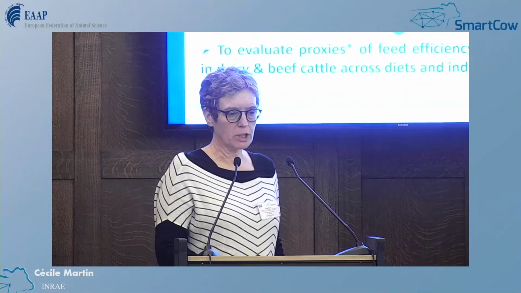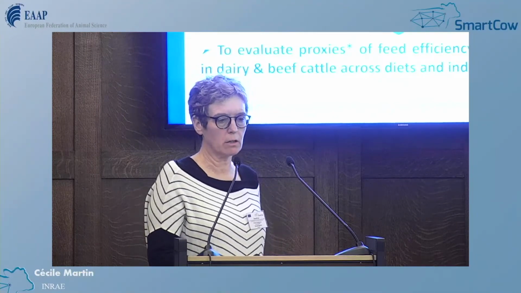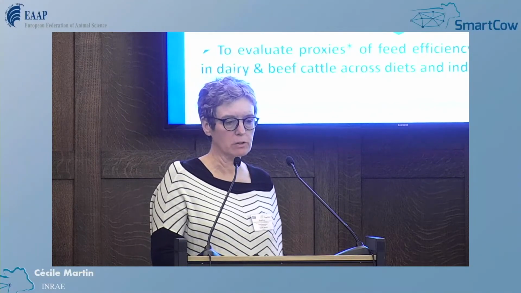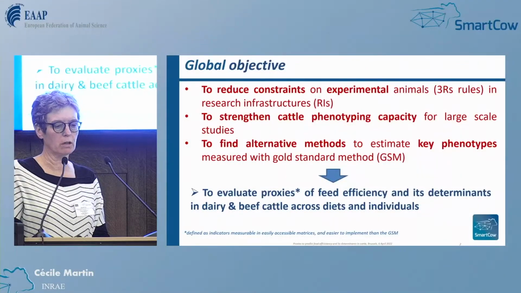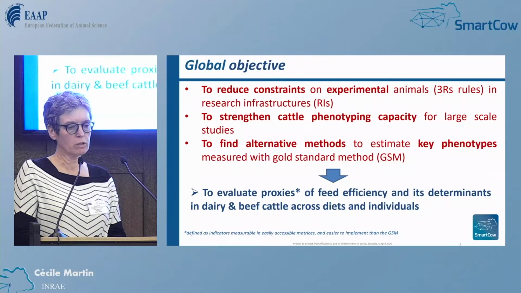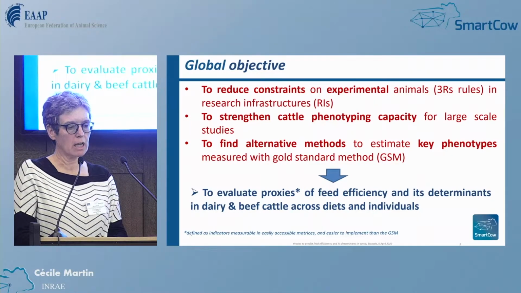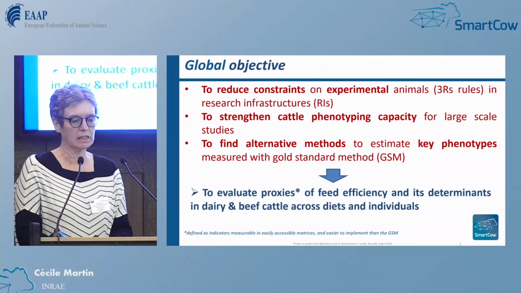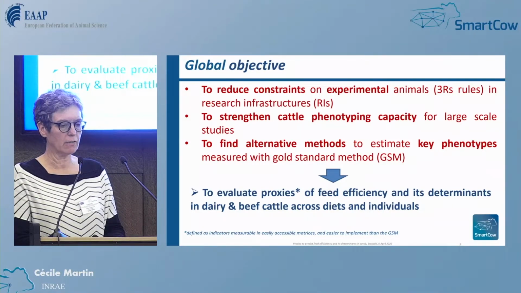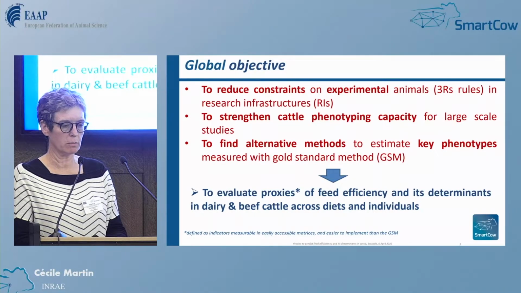The global objective of our work was to reduce constraints on experimental animals according to the 3R rules in research infrastructures, to strengthen cattle phenotyping capacity for large-scale studies, and also to find alternative methods to estimate phenotypes measured with the gold standard method or reference method.